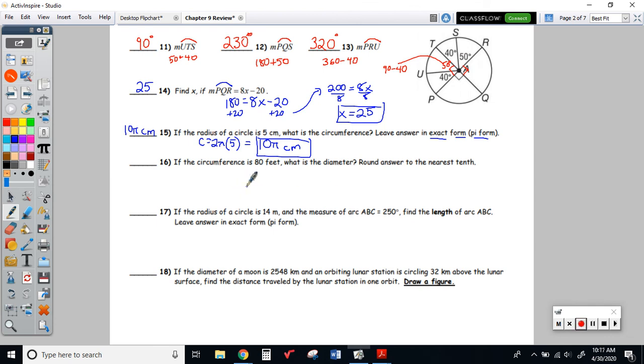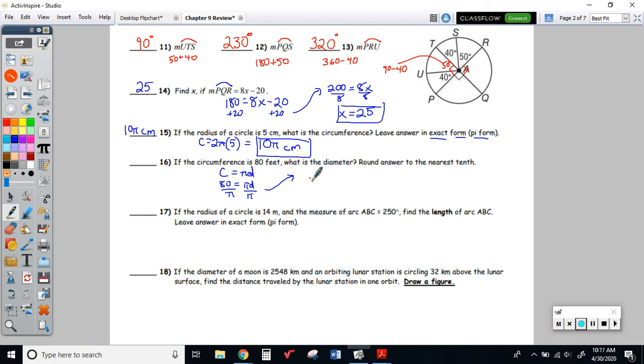Number 16, if the circumference is 80 feet, what is the diameter? So circumference is 2 pi r, but 2 times the radius is also the same as the diameter. So the more direct way to get diameter is to use this formula instead, since 2r is the same thing as d. 2 radii is the same thing as 1 diameter. So you can plug in 80 for circumference into this formula, divide by pi, and you should have your answer.